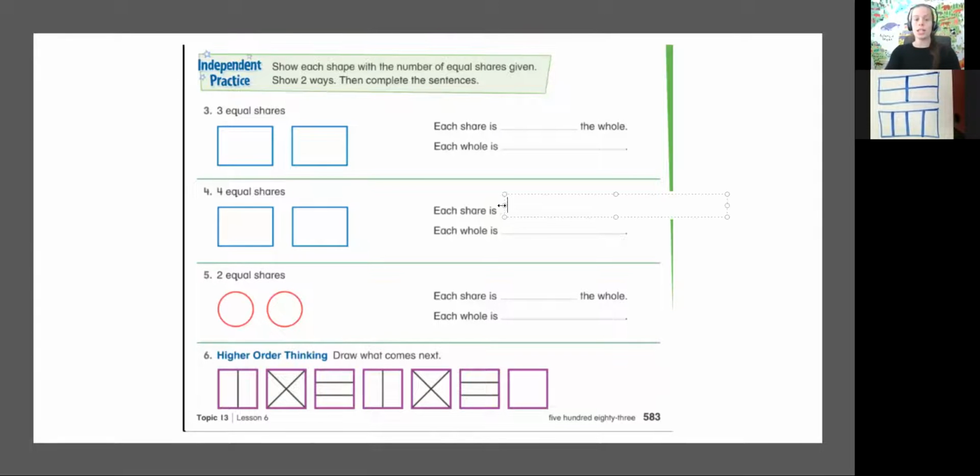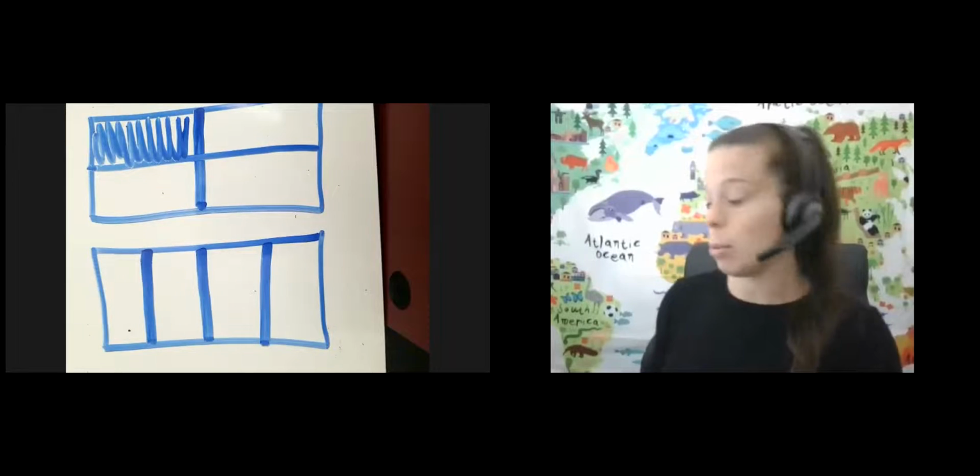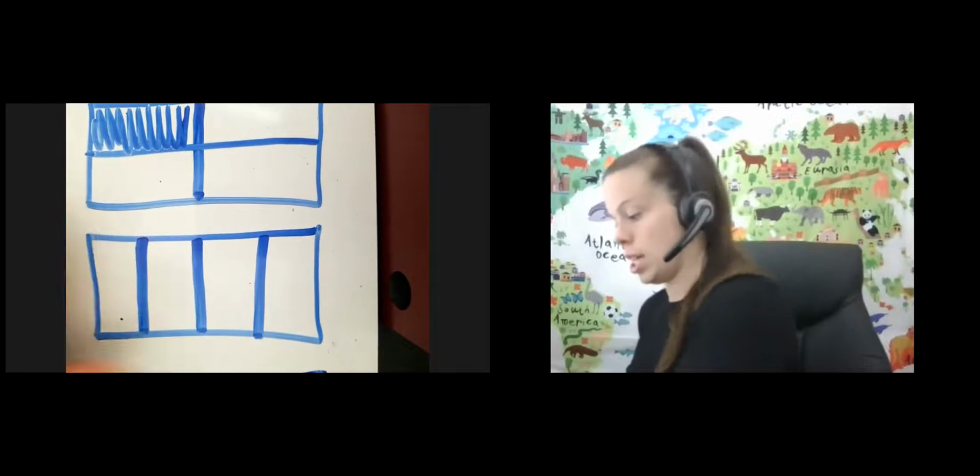Each share is 1/4 of the whole. I wish it put of. 1/4 of the whole. So this right here, this piece is 1/4 of the whole. All right. Each whole is partitioned into fourths. All right. Now, circles are kind of weird. I will tell you that right now. Circles get a little bit interesting when you are partitioning them.